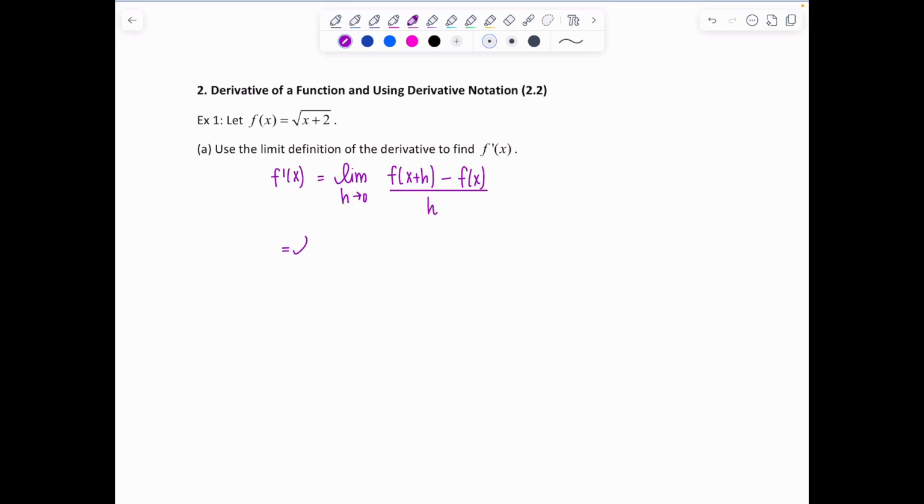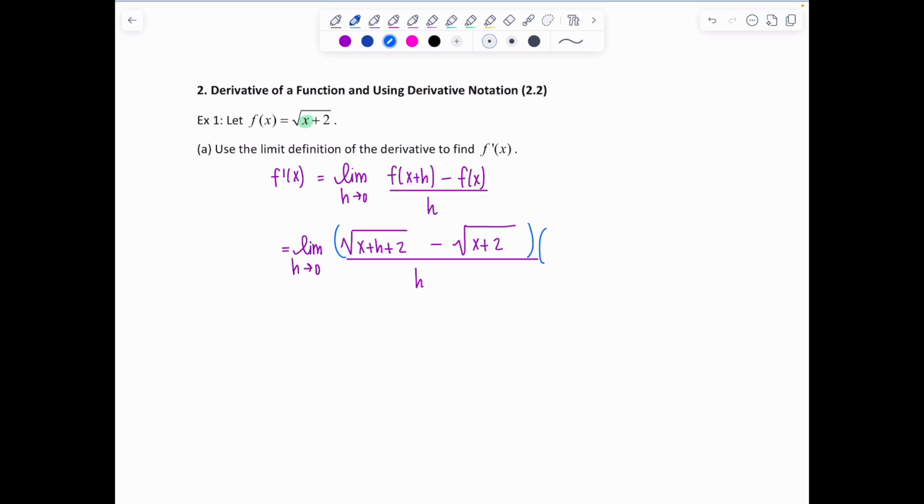And remember, you have to keep writing limit as h approaches 0 until you actually evaluate the limit. So here, in the numerator, this is the trickiest part for students. f of x plus h means I'm going to replace x with x plus h. So underneath the radical now, I'll have x plus h plus 2, minus f of x, which is just the original square root of x plus 2, over h. Now, if you try direct substitution and plug in h is 0, you'll get 0 over 0, which is an indeterminate form. Anytime you're doing the limit definition of the derivative and you have radicals, you're going to need to multiply by the conjugate in order to get rid of the radicals and clean up.